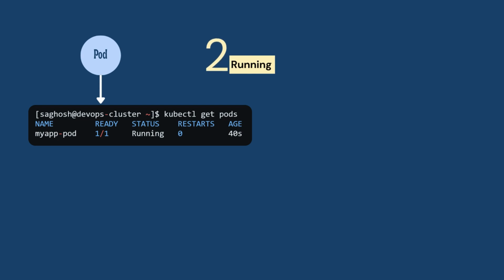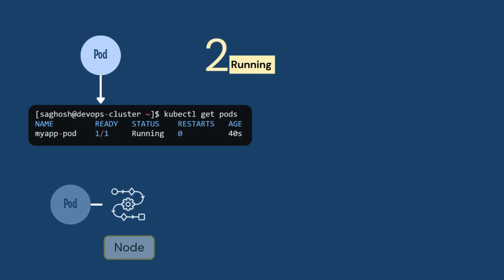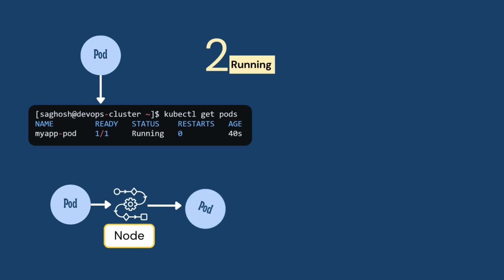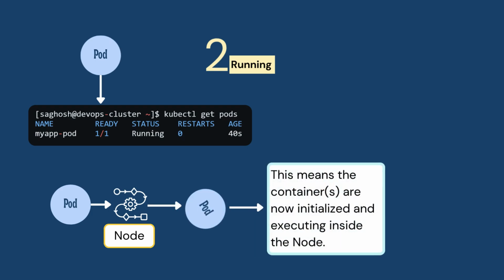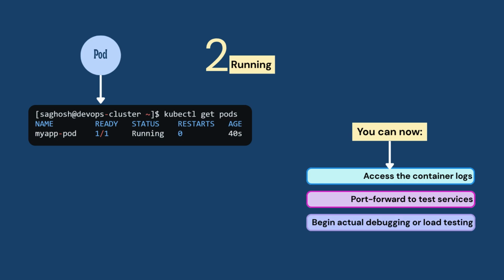Number 2, running. Pod scheduled, containers are up. Once a suitable node is assigned and all prerequisites are met, the pod status becomes running. This means containers are now initialized and executing inside the node. You can now access the container logs, port forward to test services, and also begin actual debugging or load testing.